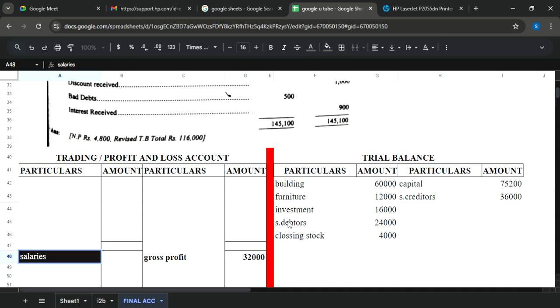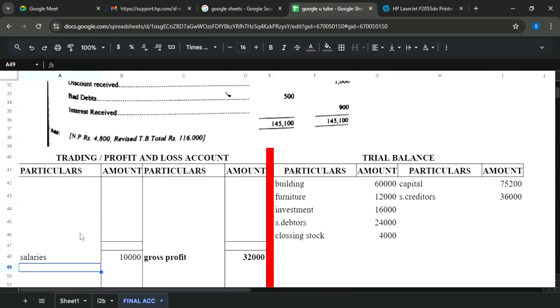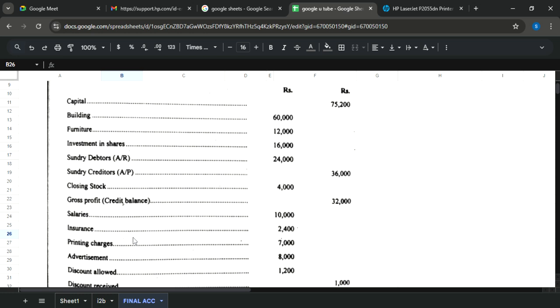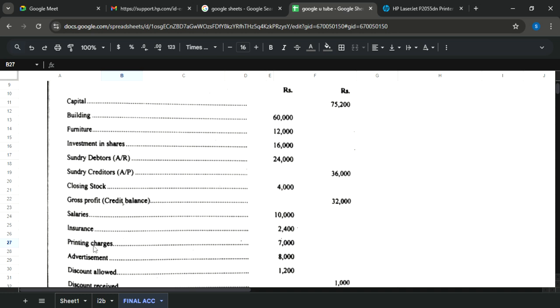It's an expense. I think it was 10,000. Let's check it out. Salary is 10,000. Okay. Insurance, yes, expense 2,400. Since it is an expense, you are writing it on the profit and loss debit side. Amount of insurance is 2,400.